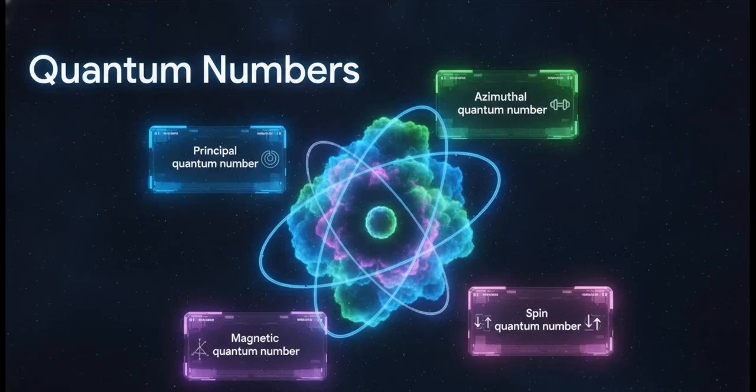So, to solve this massive uncertainty problem, physicists had to completely abandon the idea of strict, neat orbits. Instead, we moved to orbitals, which are basically regions of space where an electron is highly probable to be found. And to describe these probability clouds, we use these 4 quantum numbers. Think of them as the ultimate subatomic zip code. The principal number tells us the main energy level. The azimuthal tells us the shape of the orbital. The magnetic tells us its orientation in space, and the spin tells us which way the electron is rotating.